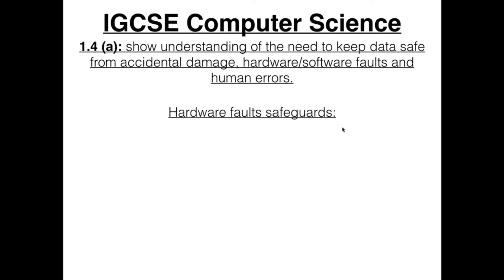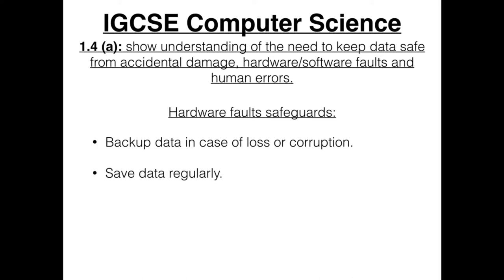Hardware faults safeguards. A hardware fault is a fault in the hardware, such as a head crash on a hard disk drive. So it's important that you can save your data in case this happens. Again, backup data, it's good if you do that. Save data regularly, same point that we had last time.